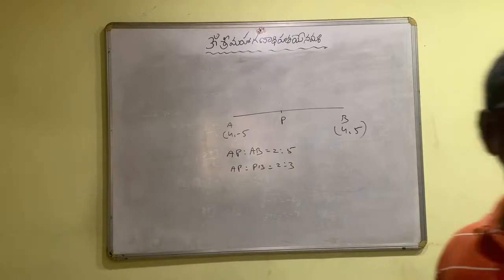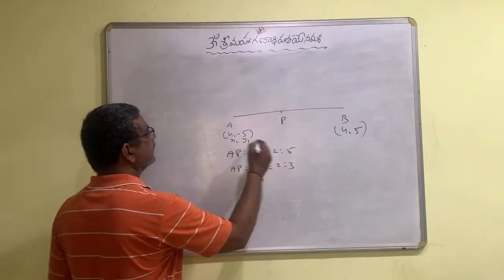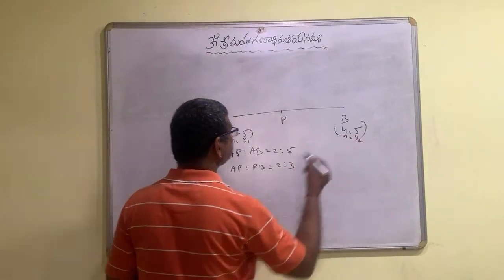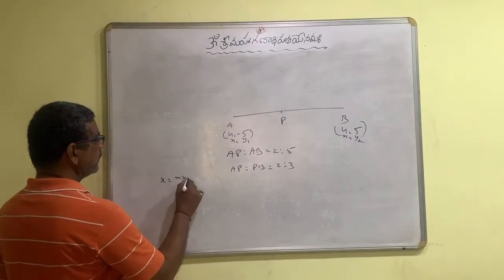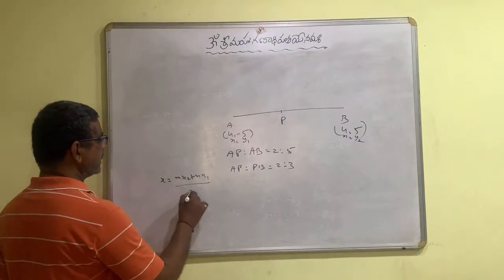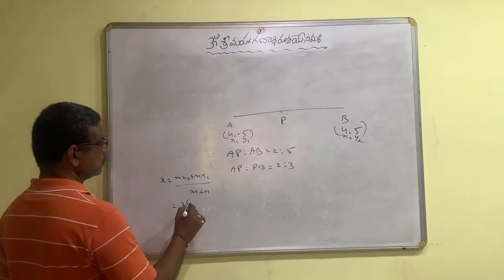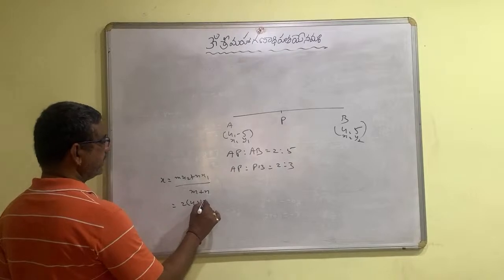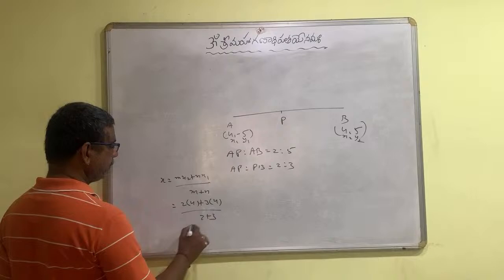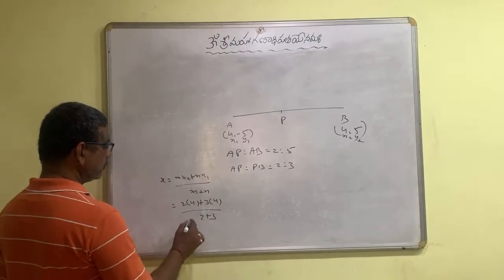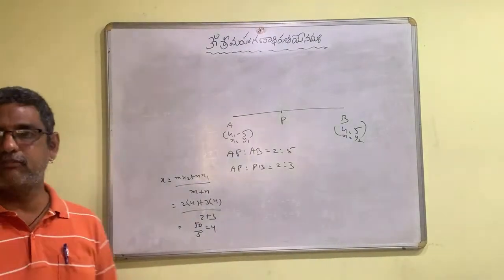x1, y1, x2, y2. What is the formula for the x coordinate? (m x2 plus n x1) by (m plus n). So this is 20 by 5, which is 4. X coordinate is 4.